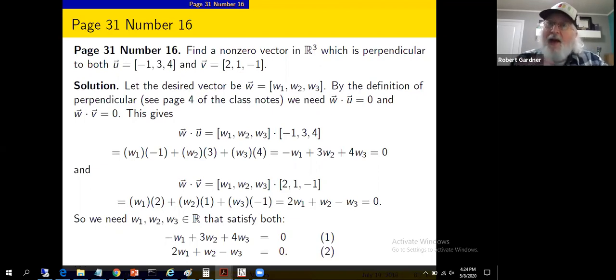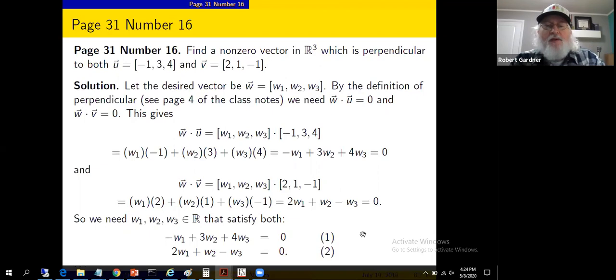If you think about it, orthogonal means the dot product is 0. Well, all dot products with a 0 vector are going to be 0. The 0 vector is perpendicular to everything as a result. So they wanted a non-zero vector. Okay, so that gives us something more to do.